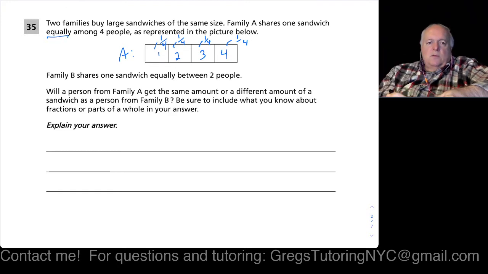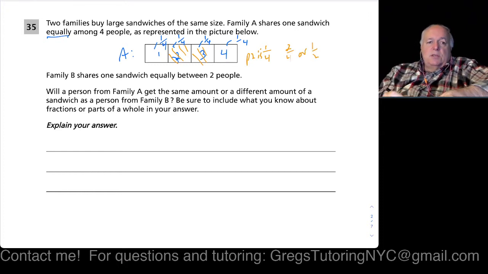Okay? So if we were to ask what is the size, let me get a light color here. Let's use orange. What is the size of 2 here? Okay? It's 1/4 out of the whole. Right? Piece 2 is 1/4. If I eat piece 2 and piece 3, I would be eating 2/4 or 1/2 of it.